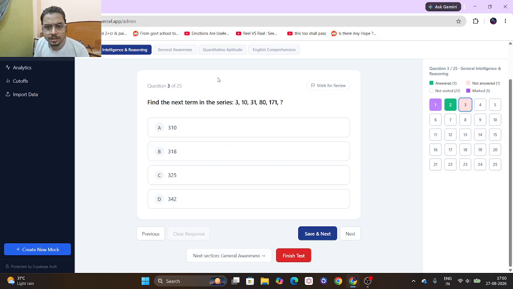Find the next term. 3, 10, 31, 80, 171. Added 7 to 3, then added 21, then added 49, and 171 minus 80 is 91, so 98 was added. Then 14 added, 28 added, 98 minus 49 is 49 added, 7, 14.